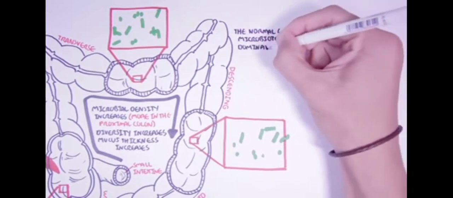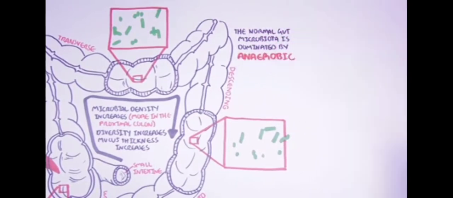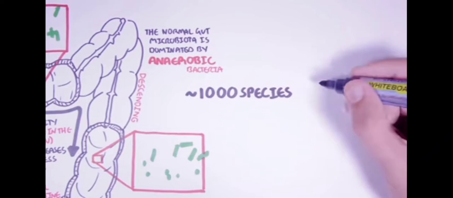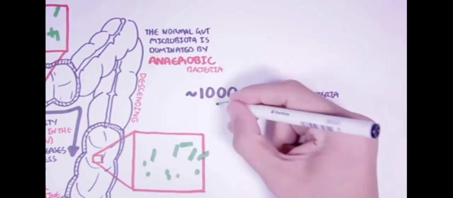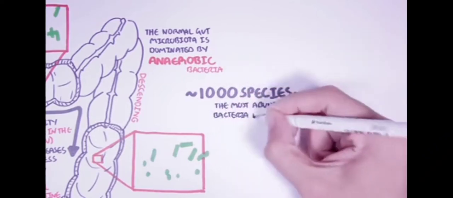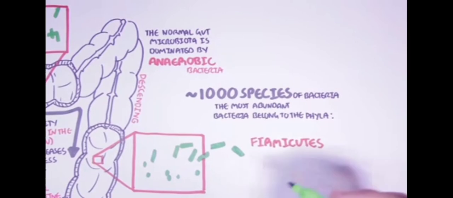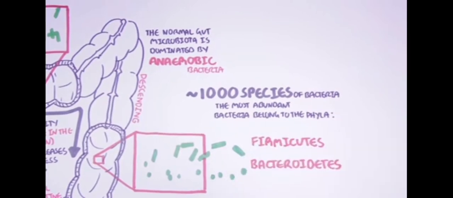Now, the normal gut microbiota is dominated by anaerobic bacteria, but there are some aerobic and facultative anaerobic bacteria that are found in the intestine. In total, there are up to 1,000 species of bacteria living in our gut that, interestingly, only belong to a few known bacterial phyla. The most abundant bacteria come from the phyla Firmicutes and Bacteroidetes.